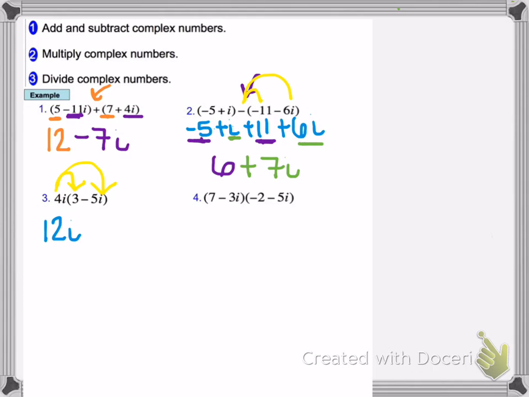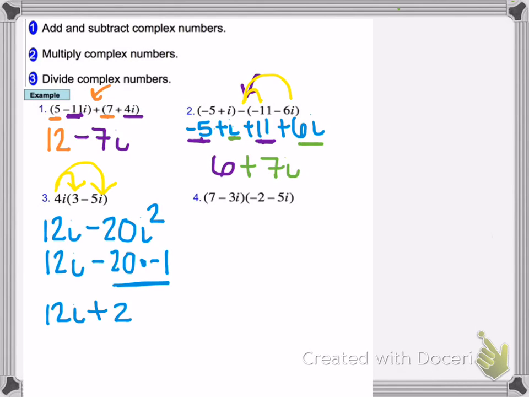4i times negative 5i is a negative 20, because 4 times negative 5, and then i times i is i squared. I told you that i squared is going to come up a lot. So remember that i squared is the same thing as negative 1. So really, what is my problem saying? 12i minus 20 times negative 1. Well, I can simplify this part further and say that that's a positive 20. 12i plus 20 then becomes my final answer.